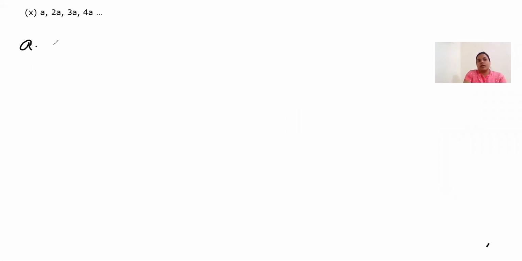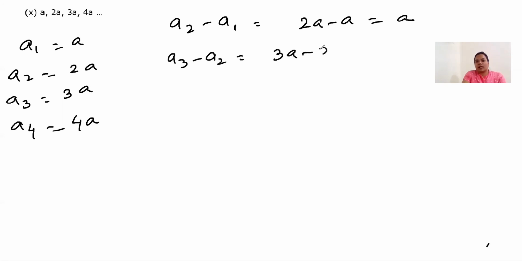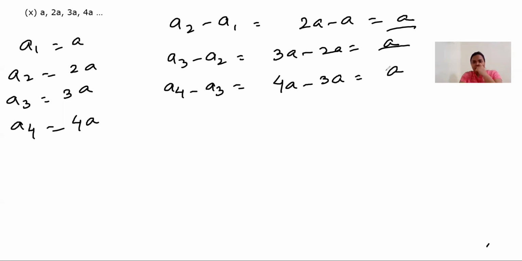Next question. A1 is A. A2 is 2A. A3 is 3A. And A4 is 4A. So by just looking at it, we can identify it's an AP. A2 minus A1 is 2A minus A, that is A. A3 minus A2 is 3A minus 2A, that is A. And A4 minus A3 is 4A minus 3A, that is A. So we have the same difference, it is an AP.